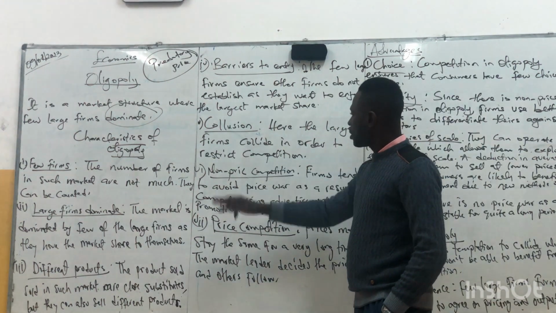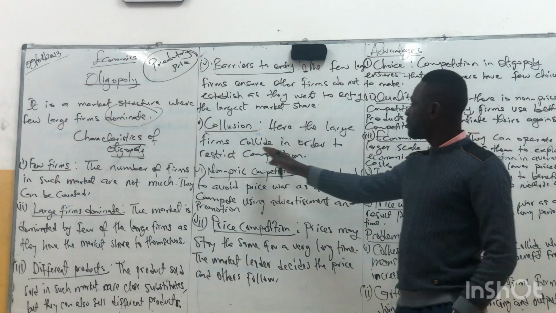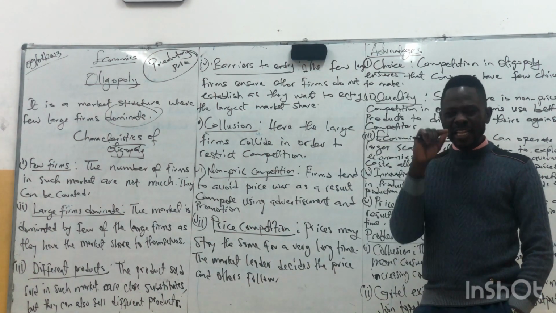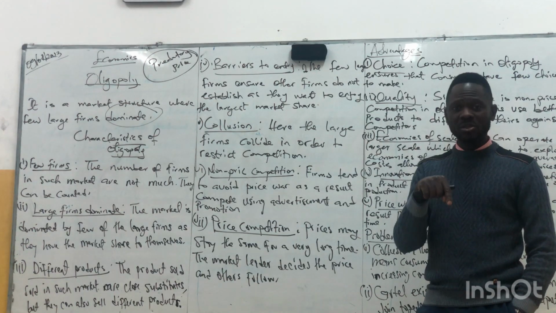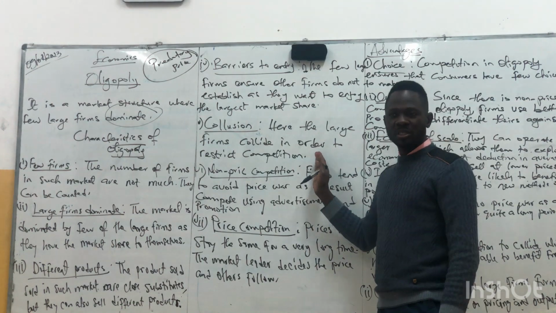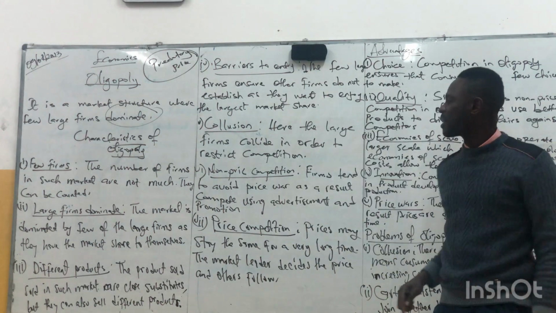The fifth one, collusion. Here, the large firms collude in order to restrict competition. In oligopoly, the few large firms in that industry come together to restrict competition. They make sure that there's no competition in that market.